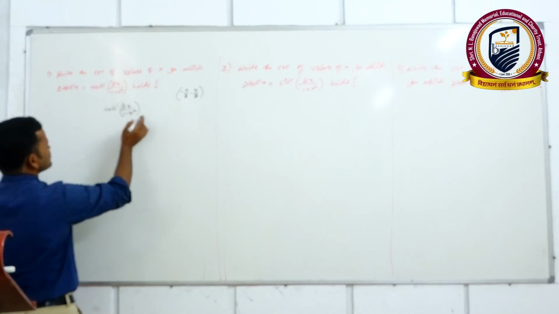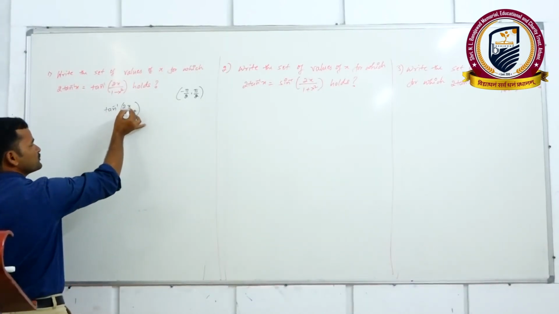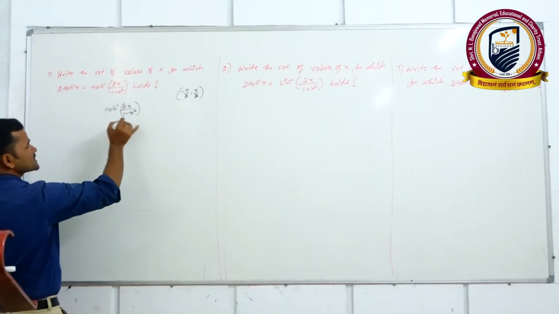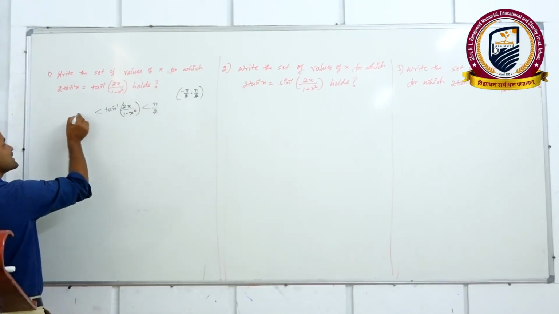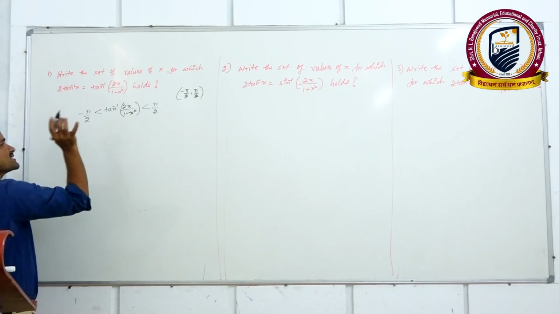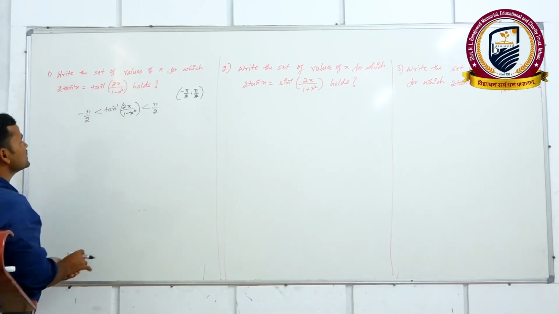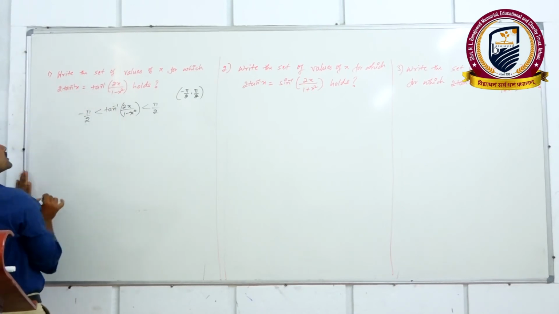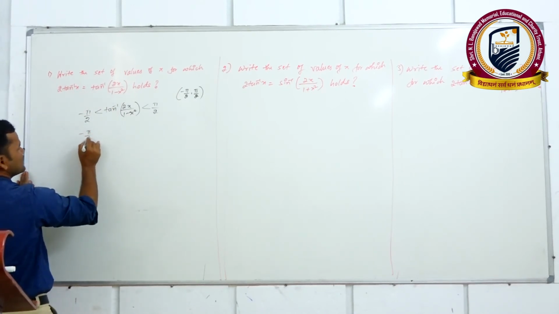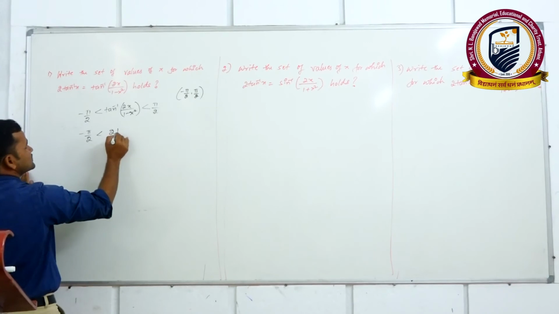So I can write this as tan inverse of 2x by (1 minus x square) is less than pi by 2 and is greater than minus pi by 2. This is must and should. Tan inverse of 2x by (1 minus x square) is nothing but 2 times tan inverse of x. I will write that.